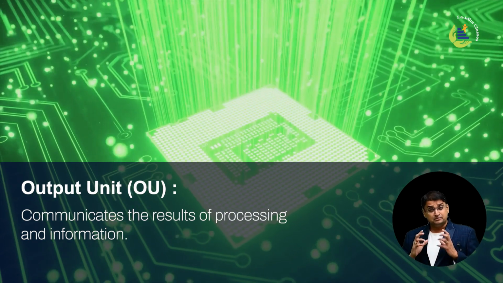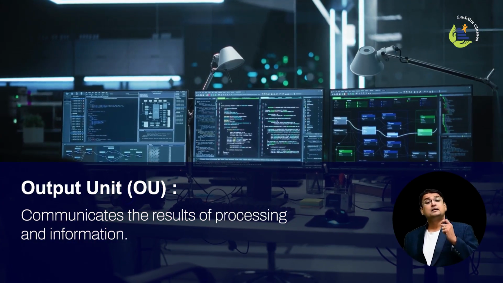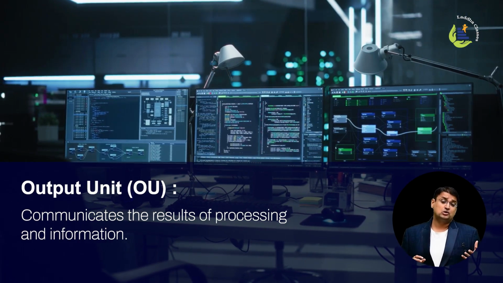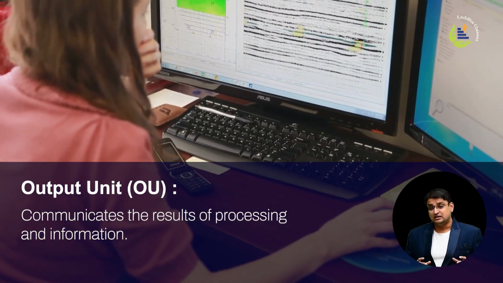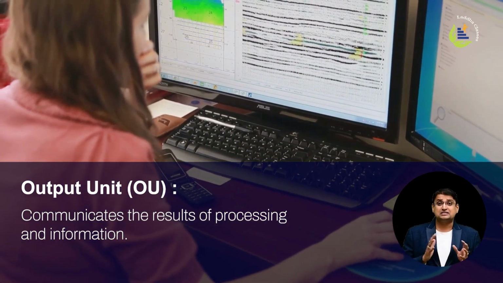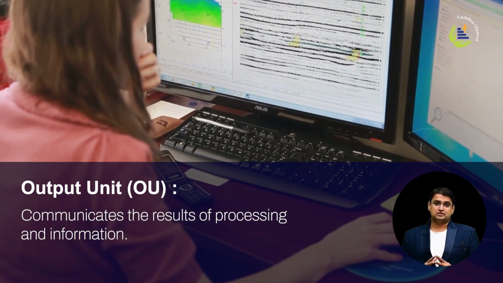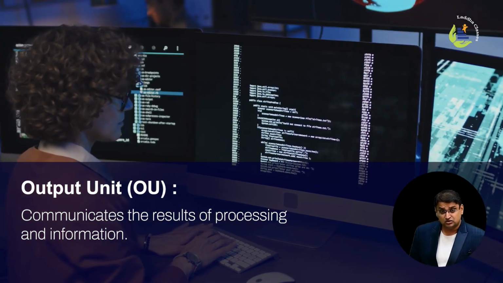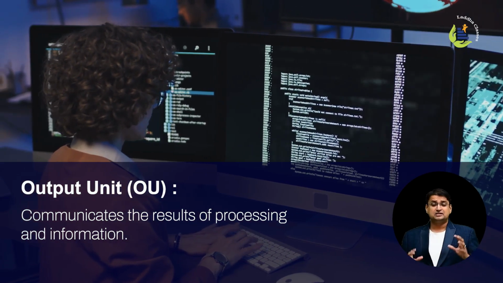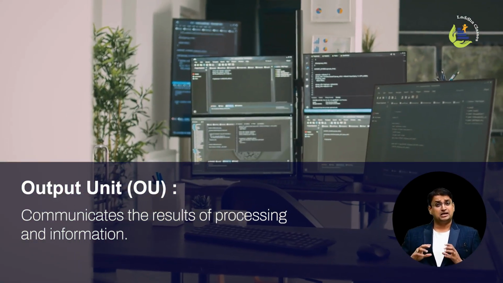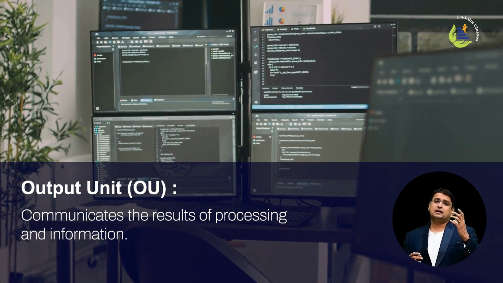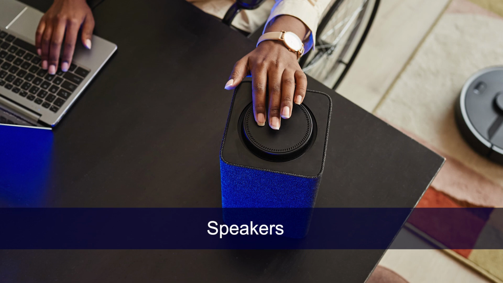Output unit. The computer's output unit communicates the results of processing and information to the outside world. In general, the output unit reverses the process of the input unit, converting machine language into electronic signals readable by the output devices. Visual display unit, usually known as the monitor, is the most commonly utilized output device. Other popular output devices include projector, headphones, speakers, etc.